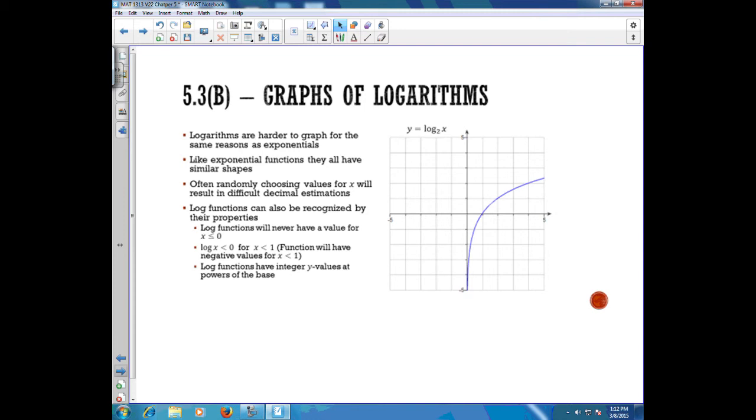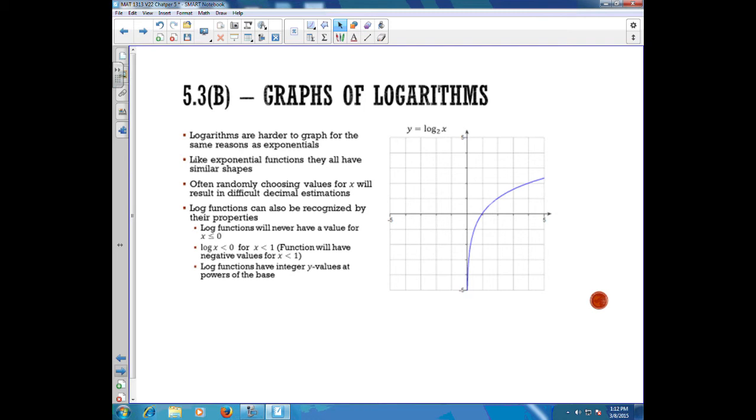So just like exponentials, logarithms are hard to graph because every number is going to give you a unique value. When you start plugging in x values, you're never going to get the same number twice. There's no symmetry to speak of. If you plug in the wrong values, you'll often get a lot of decimals or fractions, things that can be very hard to graph. But like exponential functions, logarithmic functions all have similar shapes.